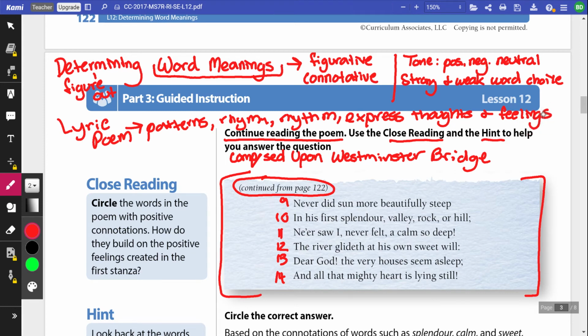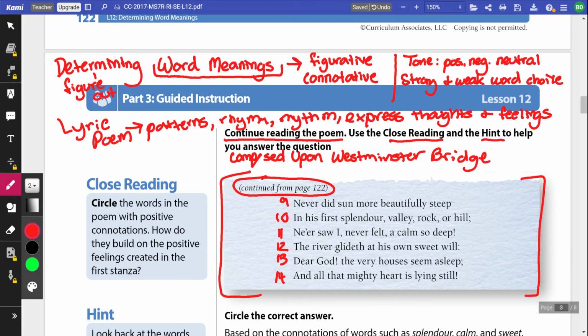Okay, so we are ready to determine our rhyme scheme for these last few lines of the poem. And considering that it is a lyric poem, I'm going to think that there's probably some kind of pattern to these last several lines. There's going to be some kind of rhythm to it. And definitely some rhyme, right? Rhyme scheme definitely has to do with rhyme. So let's see if we can figure it out.